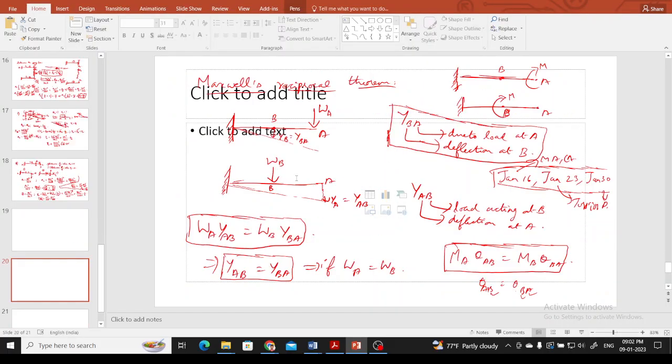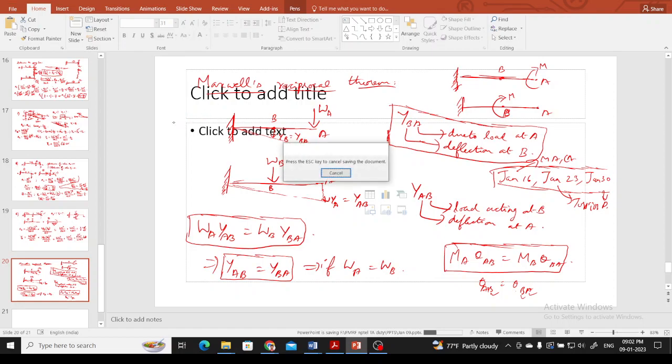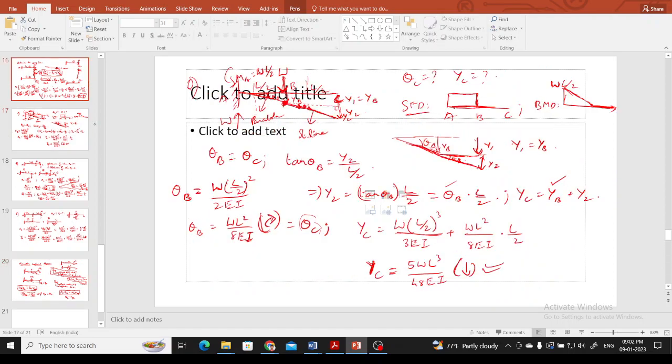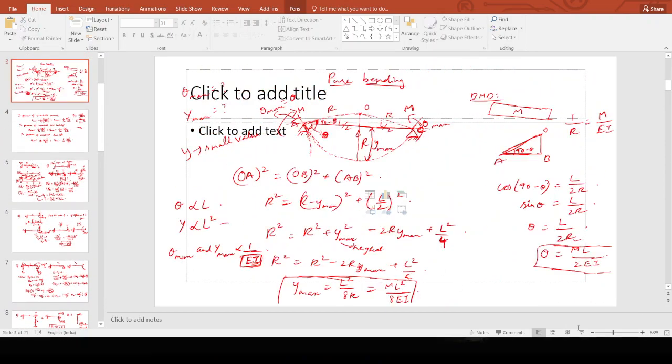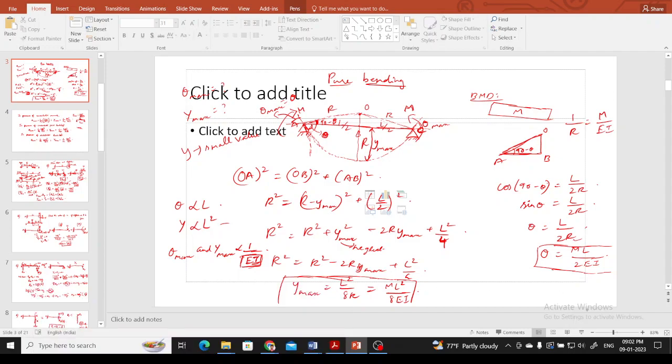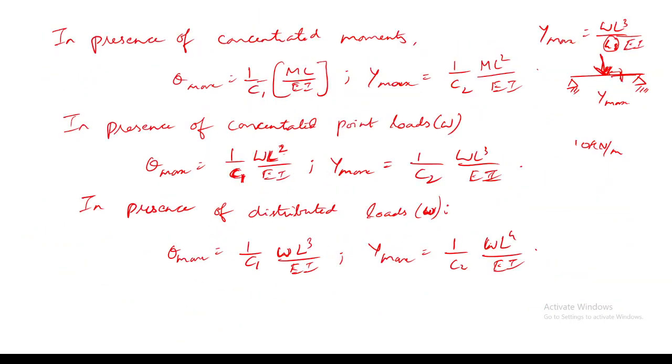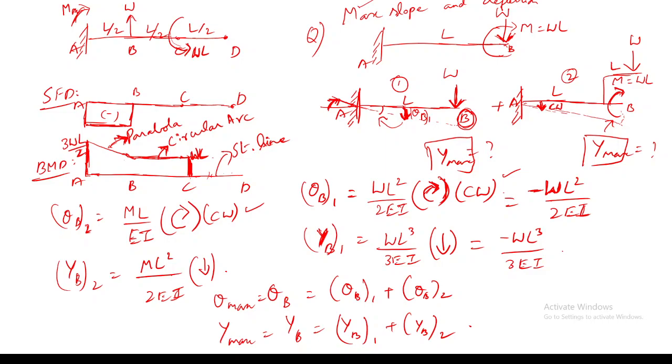Sir, 1 minute, sir. Okay. We know one previous problem. I have to ask about the bending moment diagram. From today's session only. Okay. Which thing you want to ask? This one or this one? Can you exactly specify the problem?